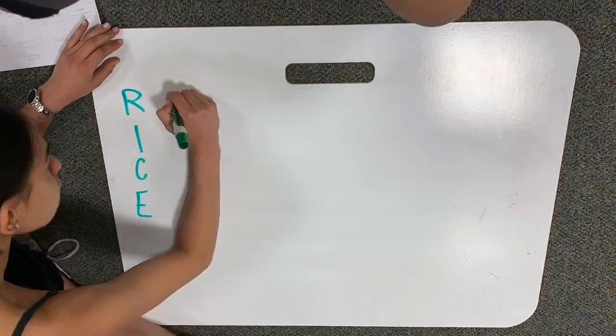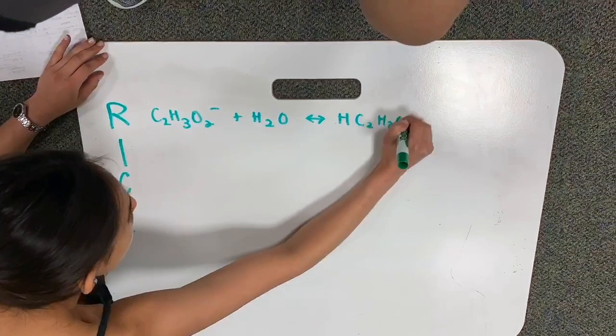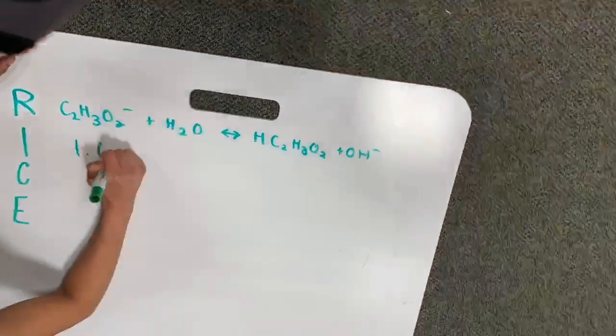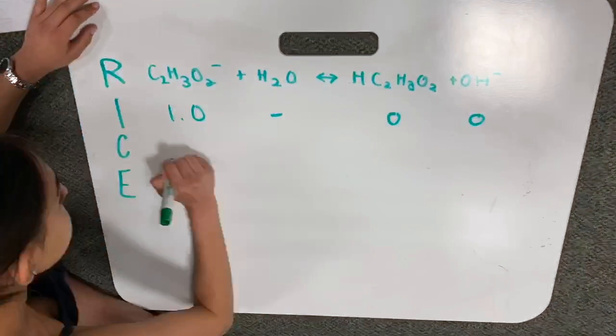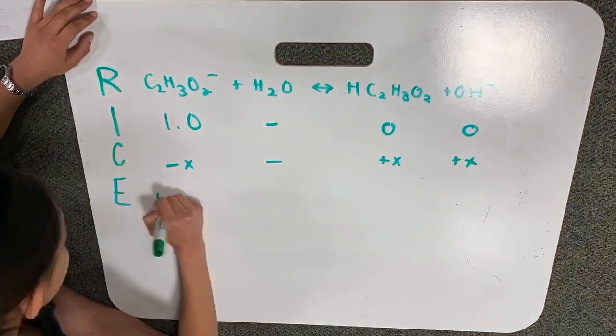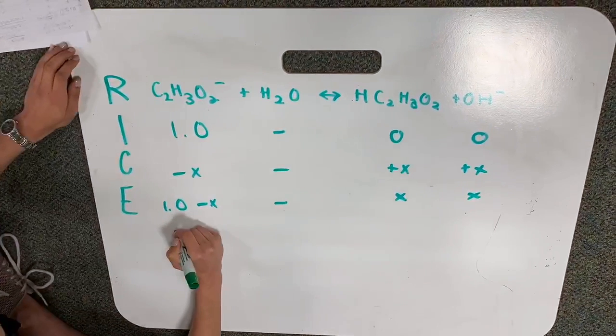The reaction has to do with conjugates, so it's C2H3O2 minus plus water liquid in equilibrium with HC2H3O2 plus OH minus. You received the initial concentration of C2H3O2 as 1.0 molar from the problem. Because water is a liquid in this question, it is not included in equilibrium. Both products start off with an initial concentration of 0. This is a forward reaction, so the change in concentration would be negative X for the reactant and positive X for the products. For concentrations at equilibrium, the C2H3O2 is 1.0 minus X, and both products are plus X.